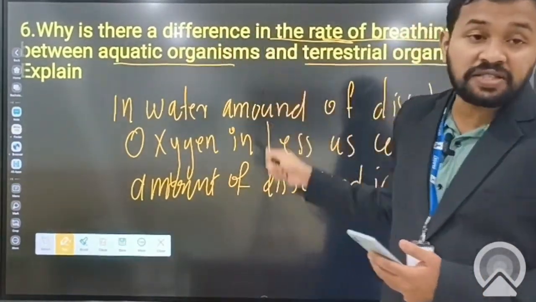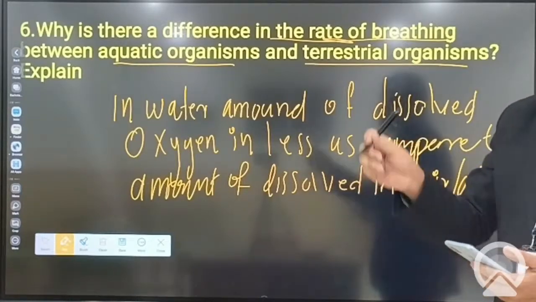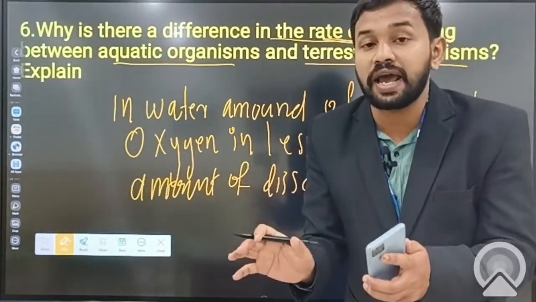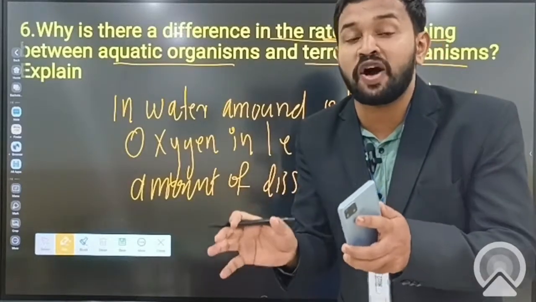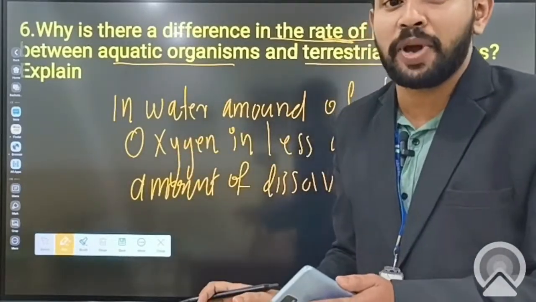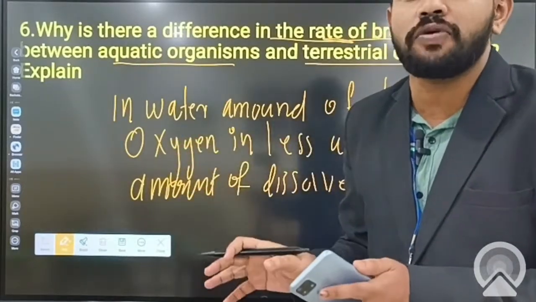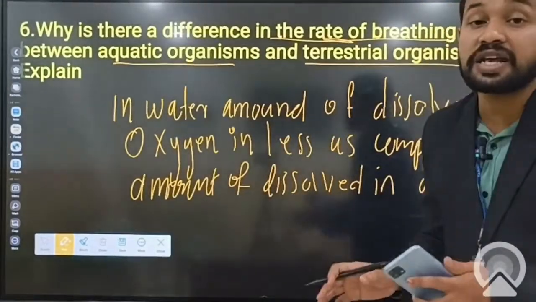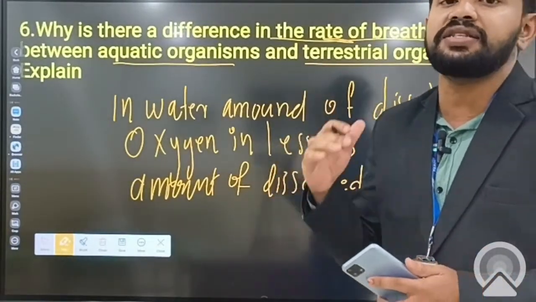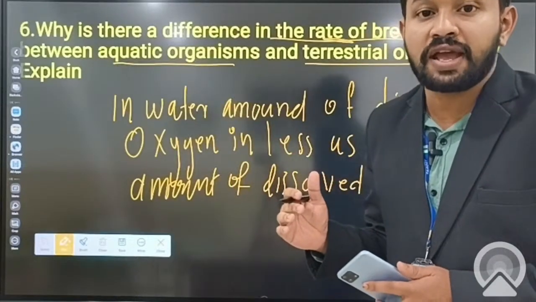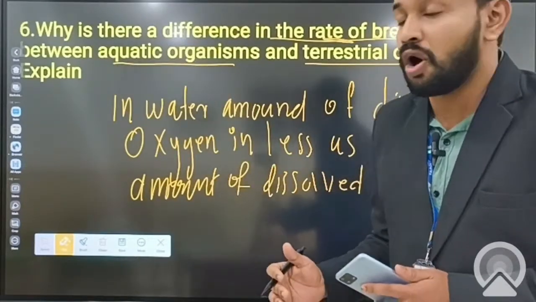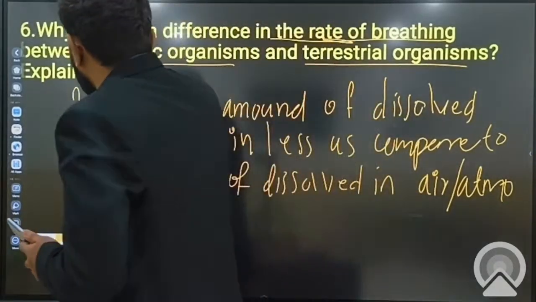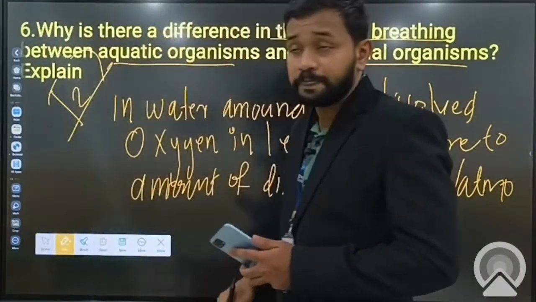Why is there a difference in the rate of breathing in aquatic and terrestrial organisms? In water, the amount of dissolved oxygen is less as compared to the amount of dissolved oxygen in the air or atmosphere. That's why the aquatic organisms increase their rate of breathing, speeding up their breathing rate. Okay, is it clear? You can get a 2-mark question.